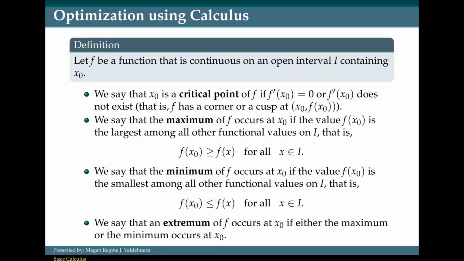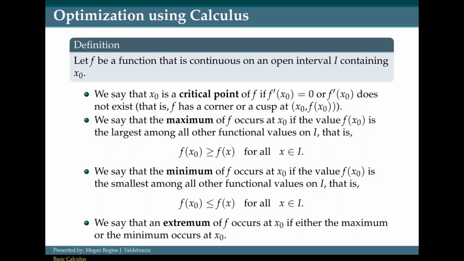And we say that the maximum of f occurs at x sub 0 if the value f of x sub 0 is the largest among all other functional values on I, that is, f of x sub 0 is greater than or equal to f of x for all x in I. And we say that the minimum of f occurs at x sub 0 if the value f of x sub 0 is the smallest among all other functional values on the interval I, that is, f of x sub 0 is less than or equal to f of x for all x in that interval.